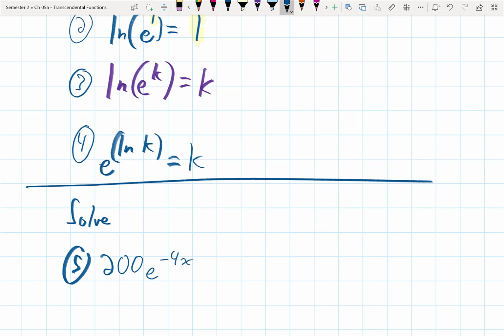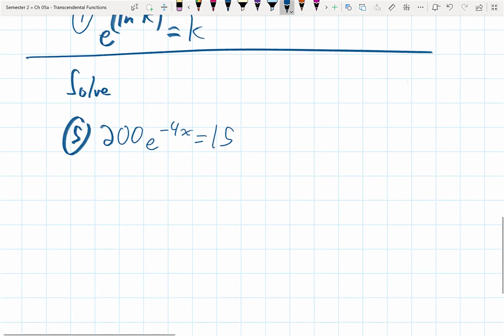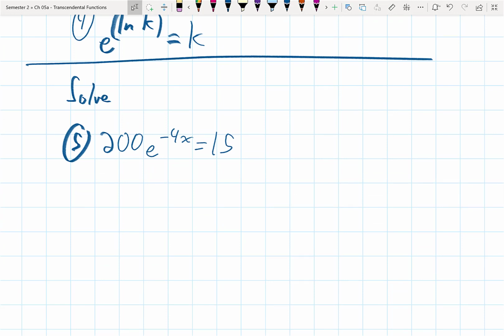e to the negative 4x equals 15.33. Okay, solving these is just a review of stuff that you have to do to get the variable by itself. I'm not going to make you crazy simplify this stuff, but you do need to know the basics of how to do this. First step.